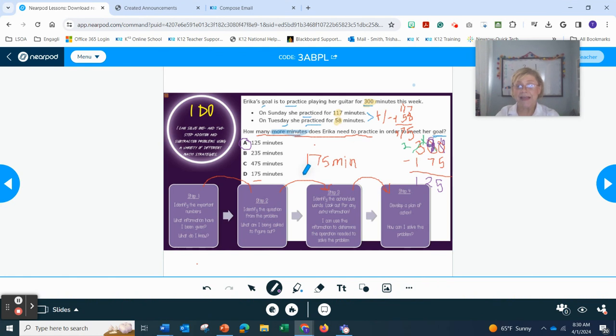Once again, it would be really, really easy for y'all to stop right here. You see that 175, and you're like, I don't want to go any further, especially since there's a lot of regrouping with 300 minus 175. I don't want to do that. I get it.